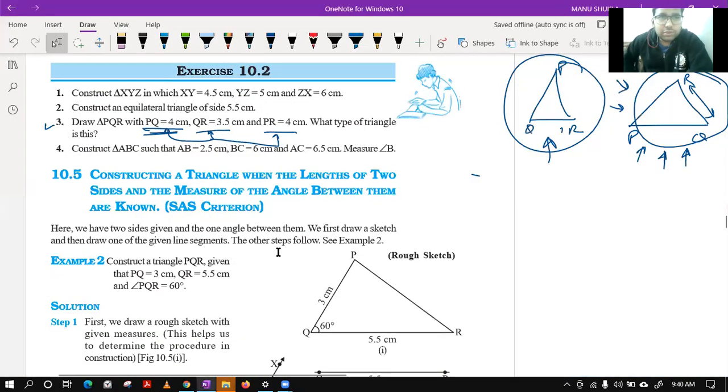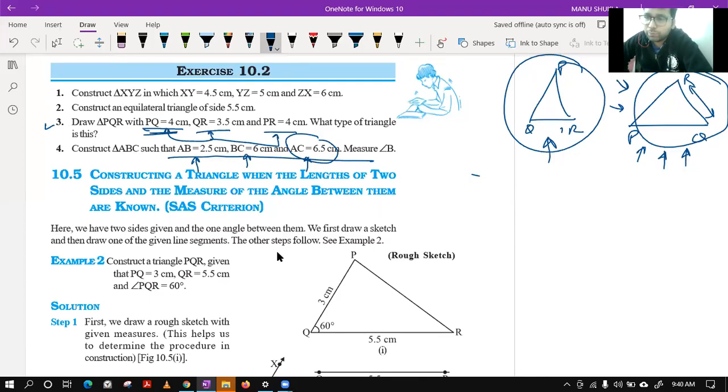Okay, the last one is: construct triangle ABC such that AB equal to 2.5, BC equal to 6 and AC equal to this, and measure angle B. This is also very easy, class. Try this on your own. You can take the base as AC. Okay, try base as AC and draw these two. After that, you can measure the angle B using your protractor.